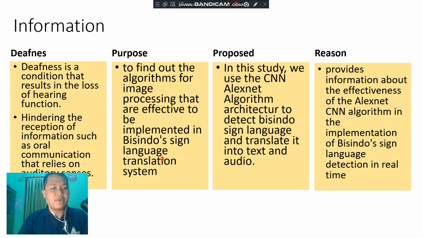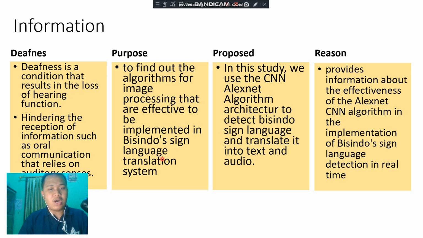And the second is the objective. What is the objective of this research? The objective is to find an image processing algorithm that is effective to be implemented in a Bisindo sign language translation system. So we will find out the best algorithm to use in this research.